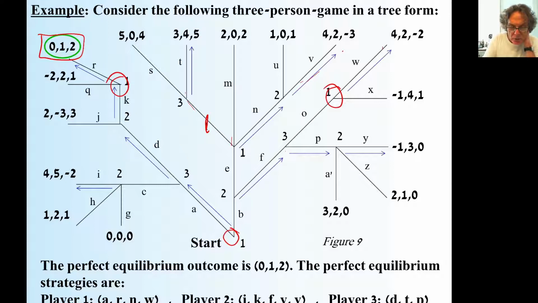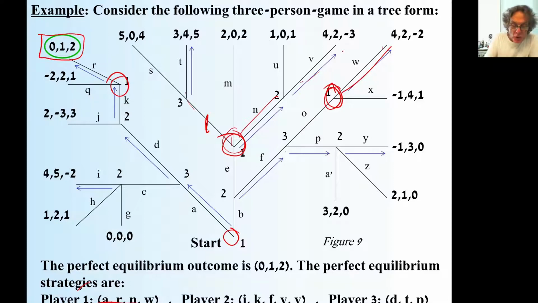So how many decision points? I think that I'm missing 1. And here. Okay, so here player 1 takes A. Here he takes R. And it doesn't matter the order, as long as you tell me in every decision node of 1 what he does. Here he takes N, and here he takes W. So the strategy of 1 consists of 4 moves, A, R, N, and W.